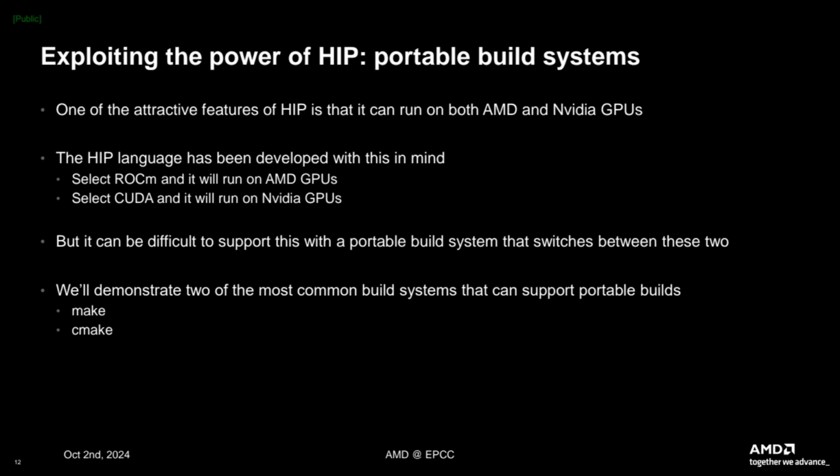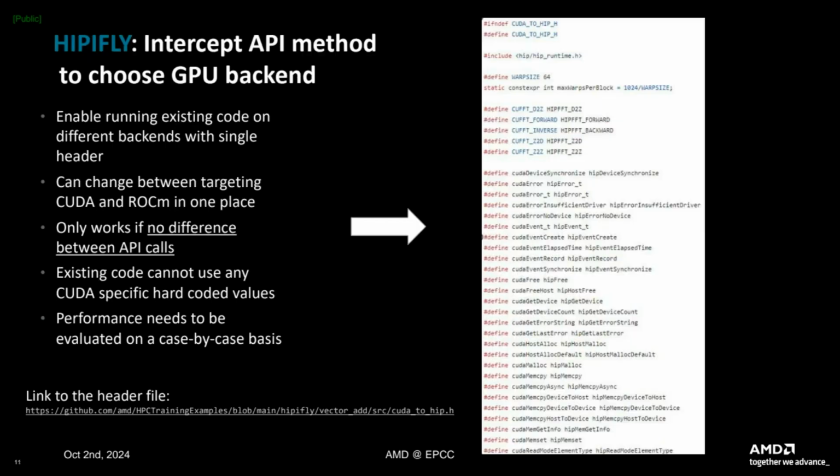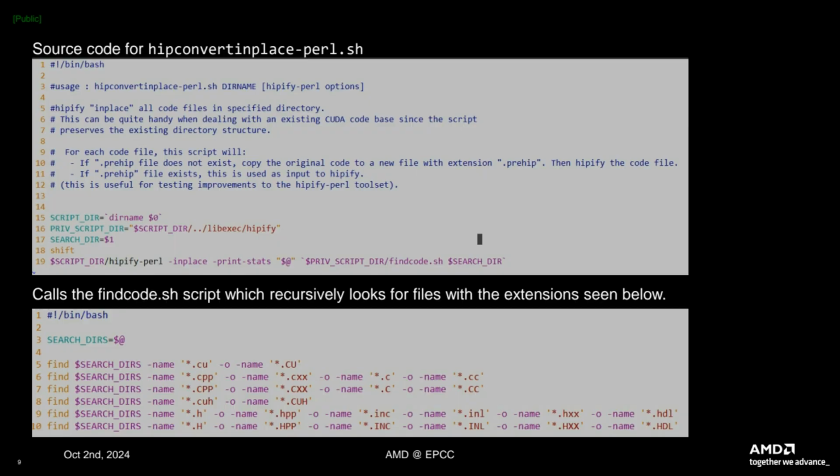This was showing just how the hipconvertinplace tools look like. Basically, they recursively look at the files that have a specific extension and then proceed with doing the hipification on those. So something to be aware of is a few gotchas that may happen during the hipification process.